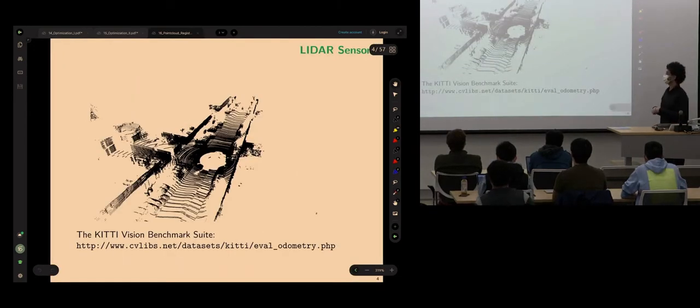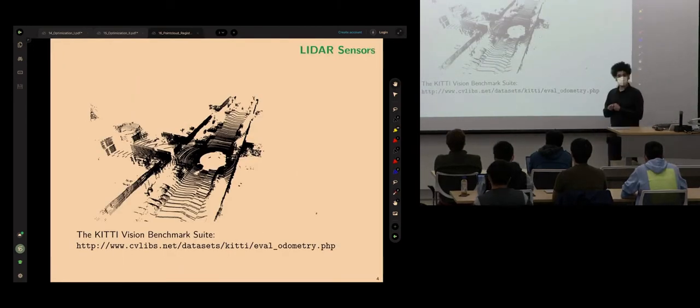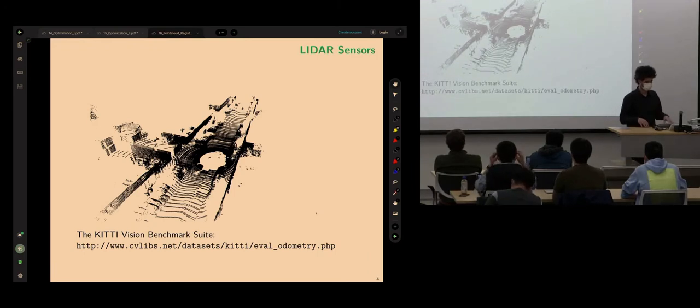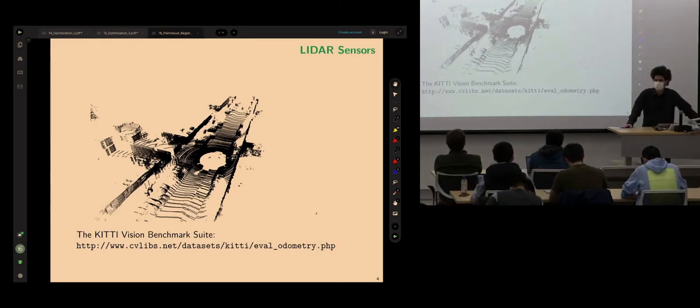Another type of sensor that we see a lot is Lidar. Lidar, unlike camera, is an active sensor. It uses light beam and time of flight measurement to measure the range. So it's an active sensor. It works even if the scene is dark. It does not work with the light in the environment.